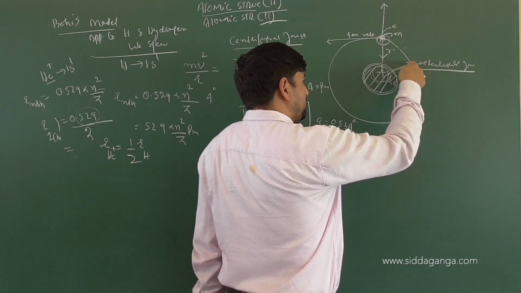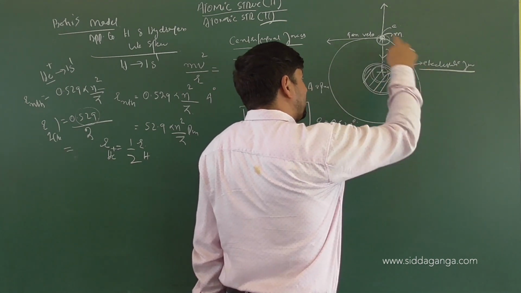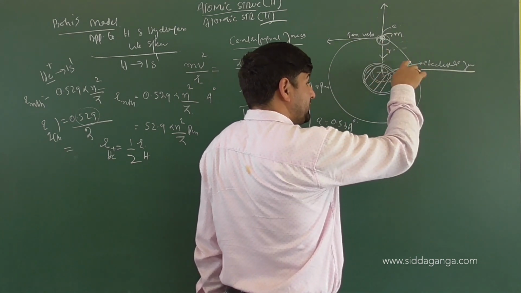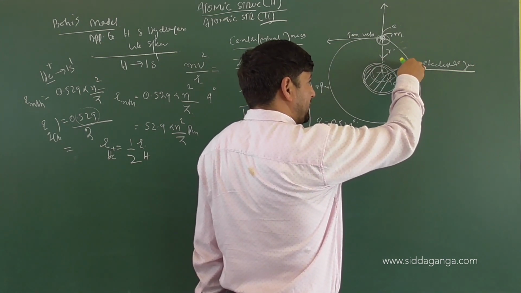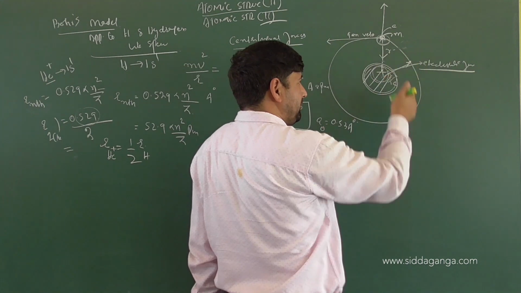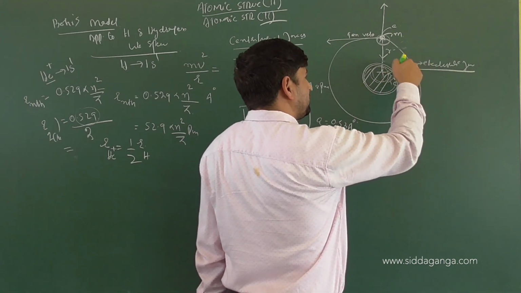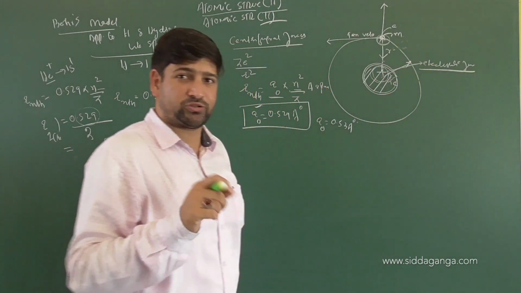2 protons will pull this electron twice as strongly as 1 proton, because there is no shielding, no screening, no repulsion offered to the electron, and no intervening shell present at all. So it will be pulled double compared to hydrogen. As a result, the radius reduces to half.